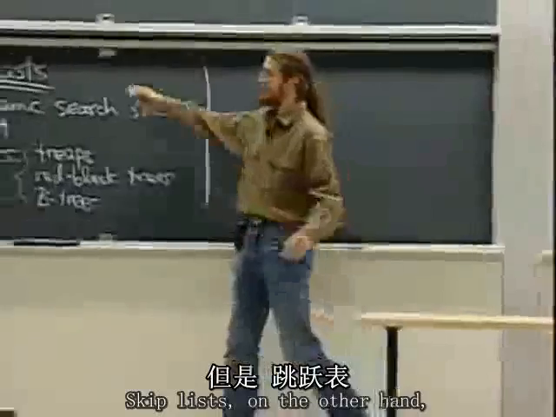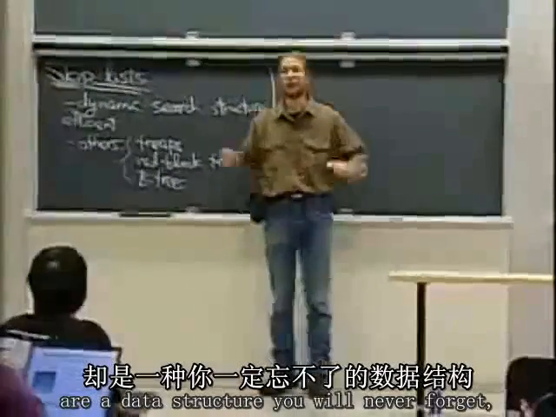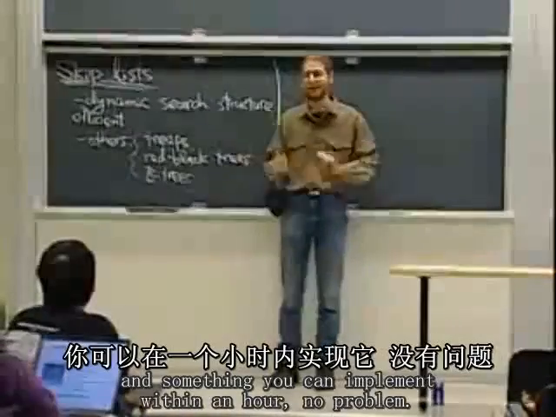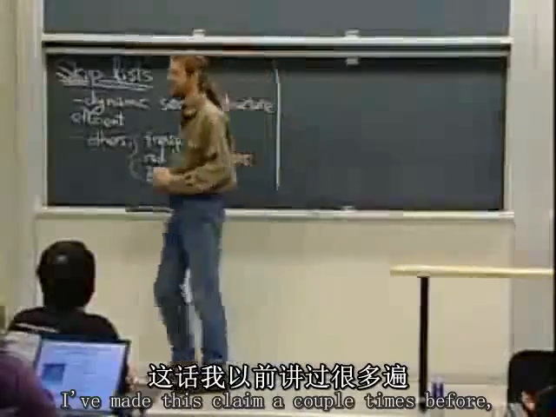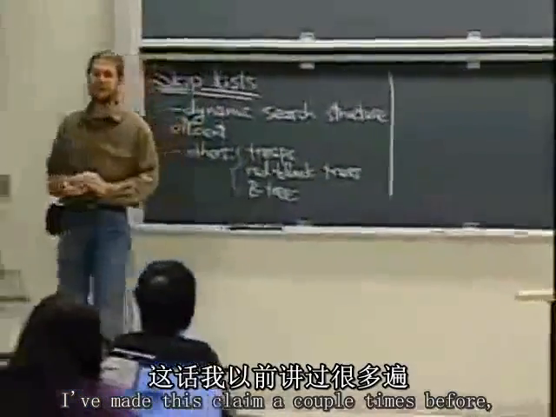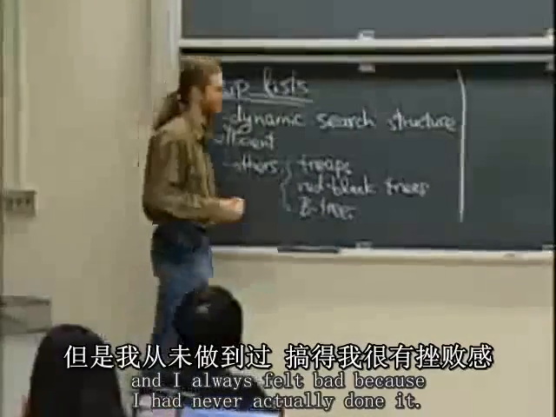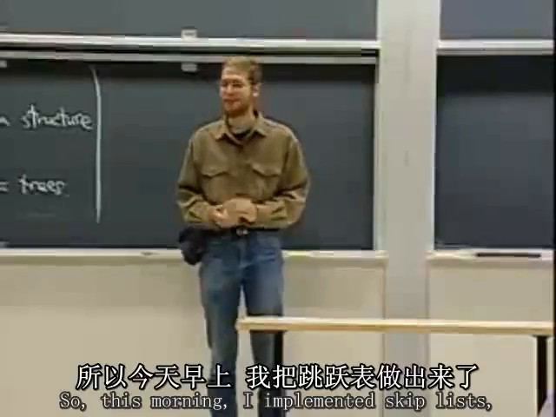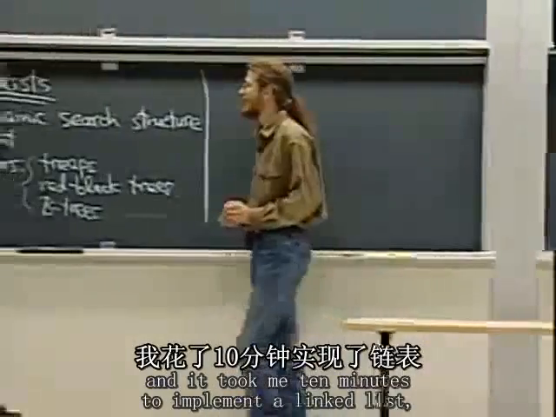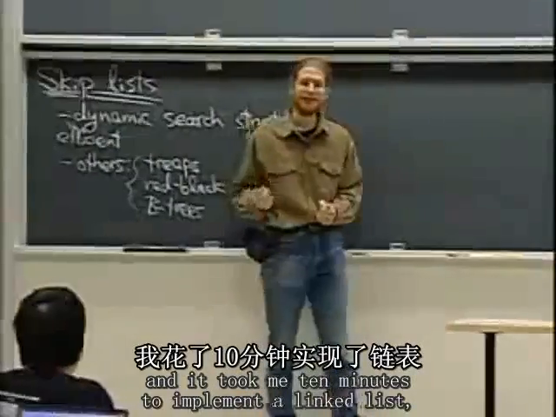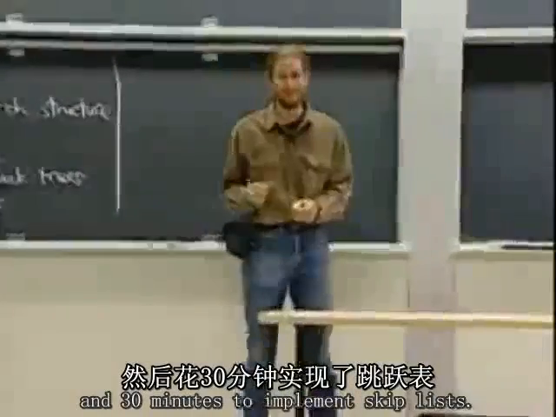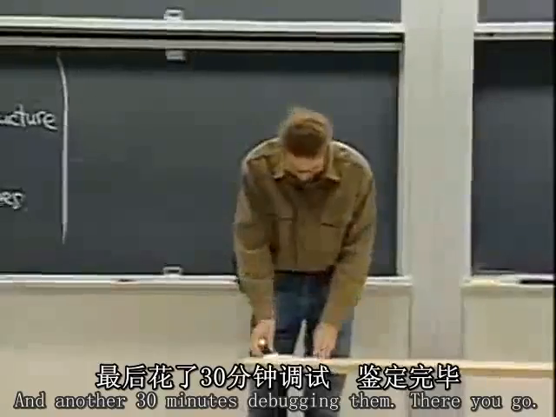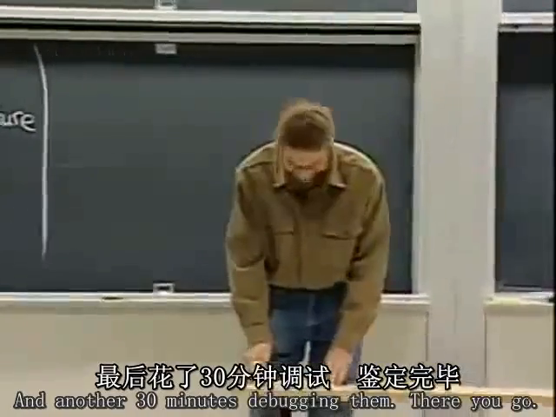Skip lists, on the other hand, are a data structure you will never forget and something you can implement within an hour, no problem. I've made this claim a couple times before, and I always felt bad because I'd never actually done it. So this morning, I implemented skip lists. And it took me 10 minutes to implement a linked list and 30 minutes to implement skip lists. And another 30 minutes debugging, but there you go. It can be done.